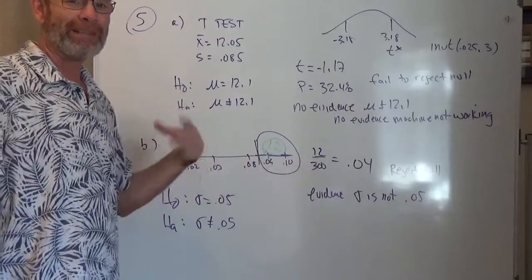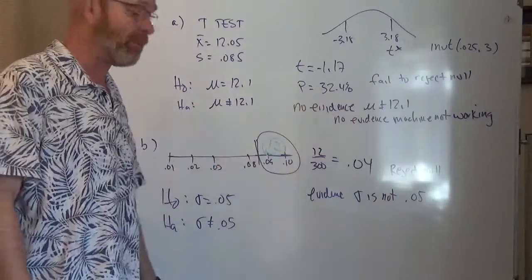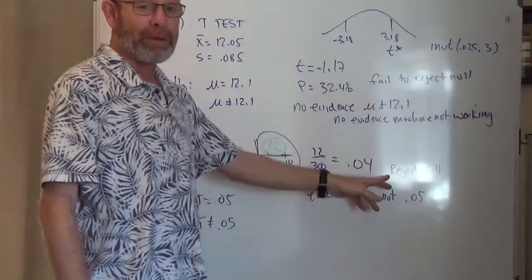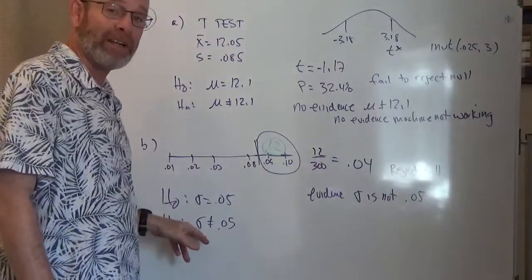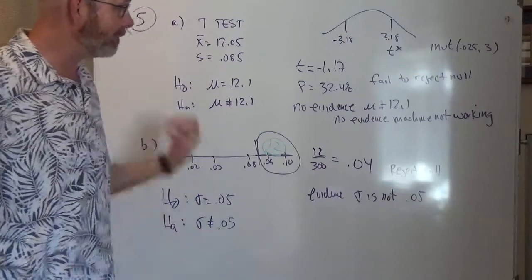So that's my p-value in essence. What's the probability of getting something as extreme or more extreme than the one I got? So I got a p-value of 4%. Small p-value, less than 5%, so I reject the null, which means there is evidence that the standard deviation is not 0.05. And that's it for that one.